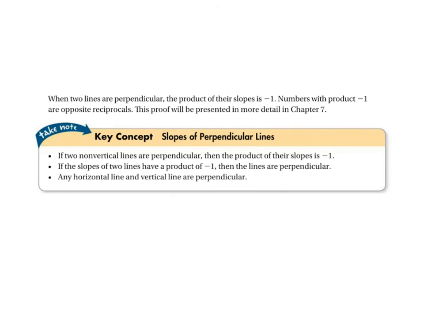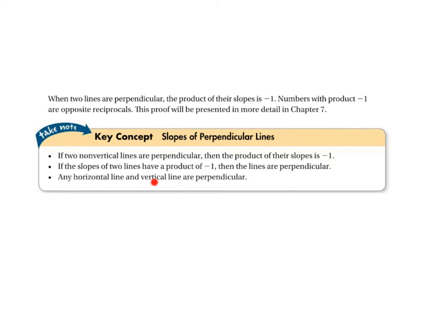When lines are parallel, their slopes are exactly the same. When two lines are perpendicular, the product of their slopes is -1. If you want a product of -1 by multiplying two numbers together, the numbers are opposite reciprocals. That means you invert it, take the reciprocal, flip it, and use the opposite sign. If two non-vertical lines are perpendicular, the product of their slopes is -1, and the converse is if the slopes of two lines have a product of -1, the lines are perpendicular. It's an if and only if situation.